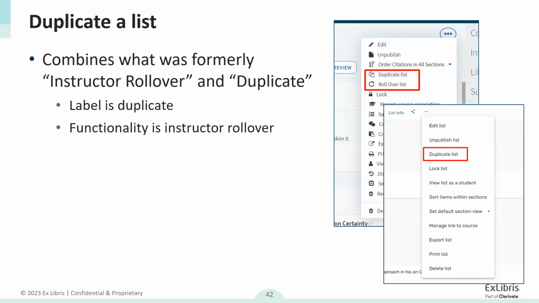Again, I'll walk through this, but this is what's happening in the new UI. So there's one option for making a copy of the list. We went with rollover as the functionality because it gives you more control. It gives you more control over how the copy is created. And depending on your configuration, it can also give instructors control as well over how the copy is created and what the information is in there.